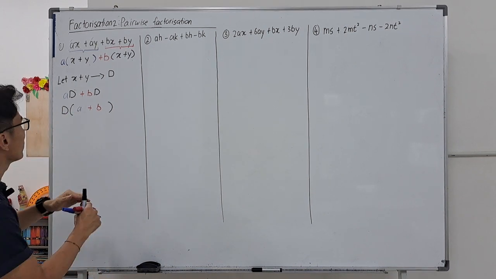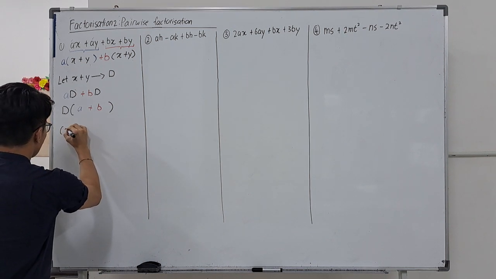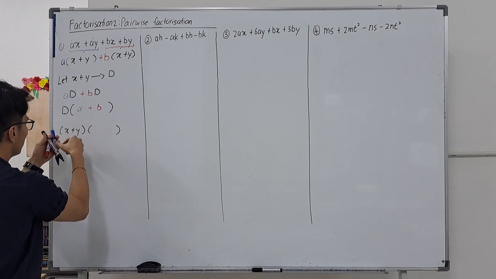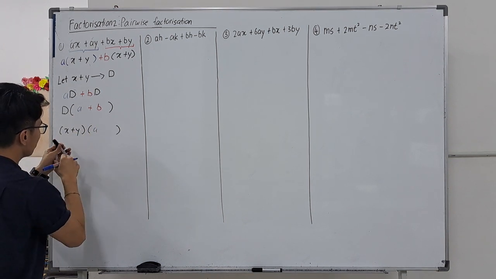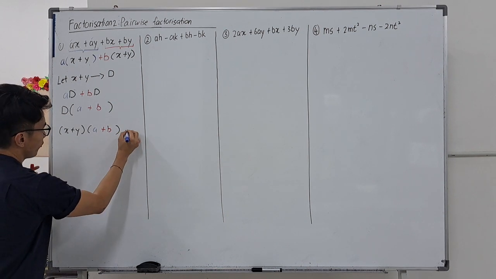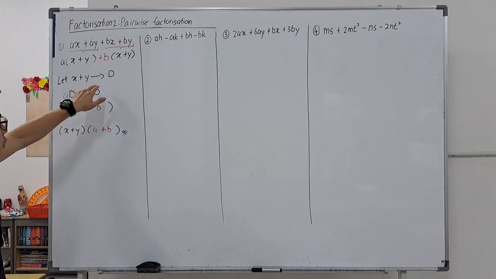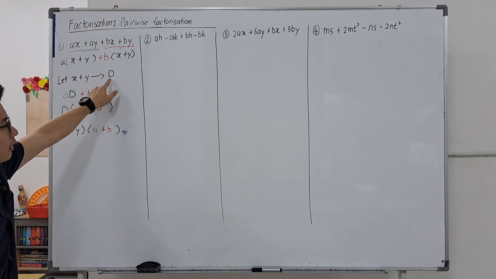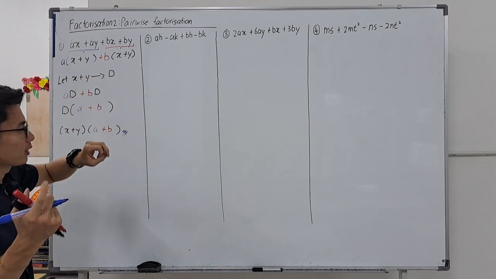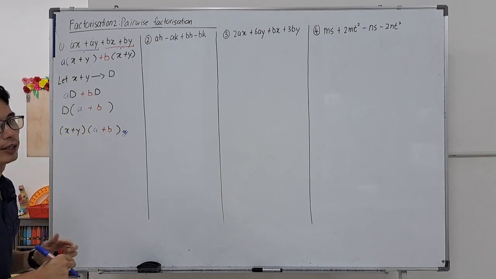So what's D over here? D is actually x plus y, and next to this, I have my A plus B. I'm done with factorizing this already. Okay, so can you see how useful it is to look at this method? It can help you to simplify this expression into something that you recognize so that you know that you can further factorize it out.